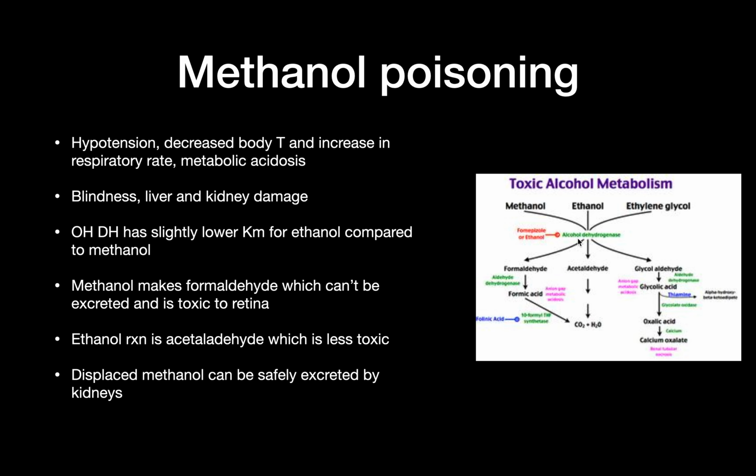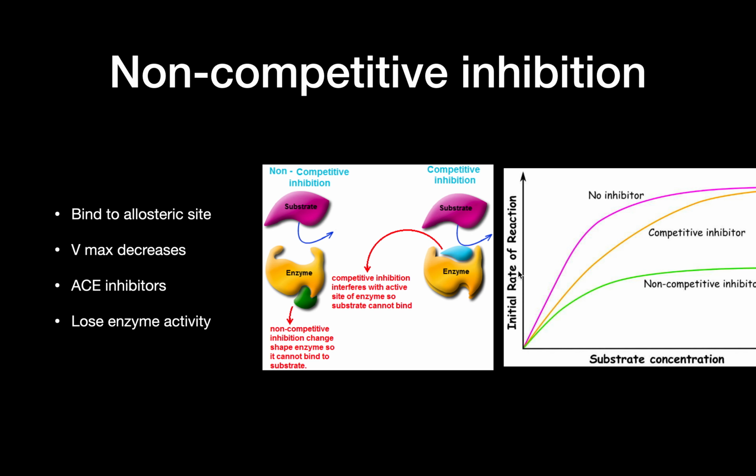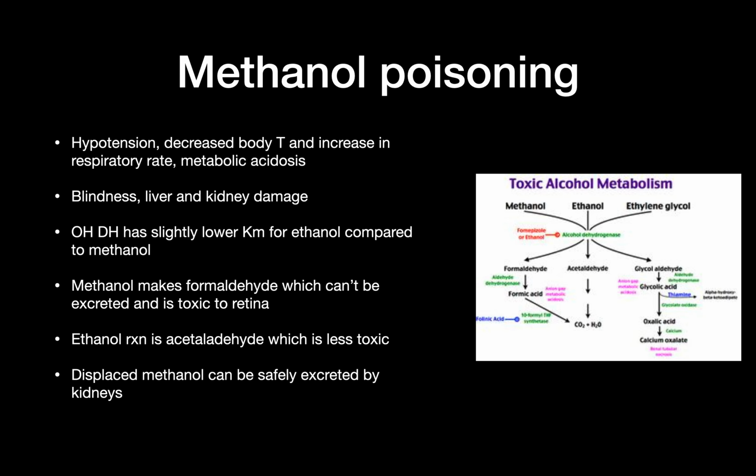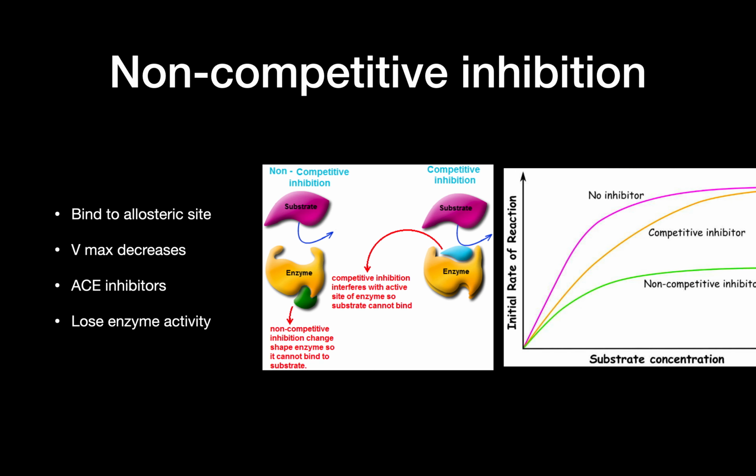So here you go. Methanol will react with alcohol dehydrogenase, form formaldehyde, and then if we can form it into formic acid, if we have something like formaldehyde dehydrogenase, we can have it excreted by the kidneys.